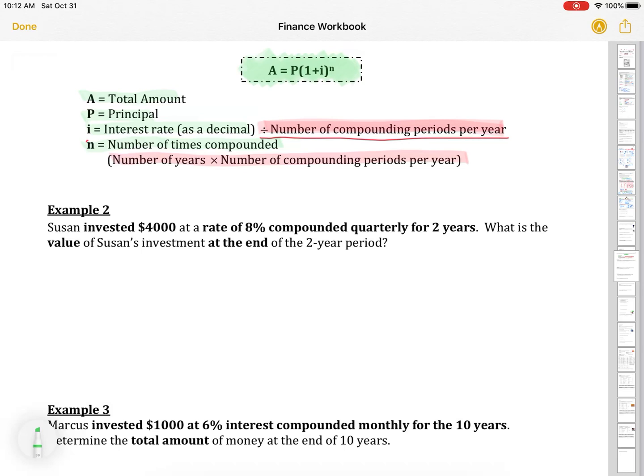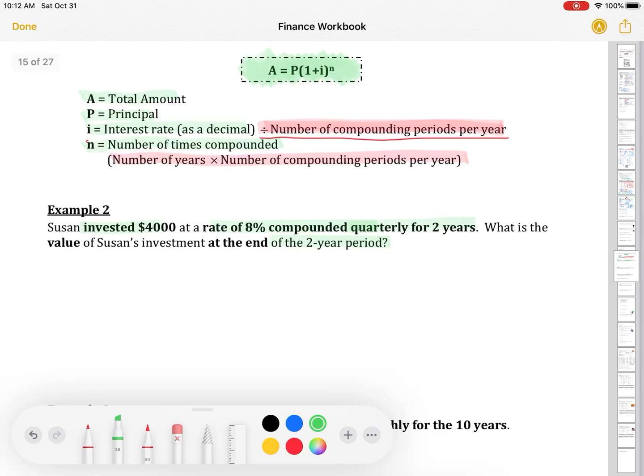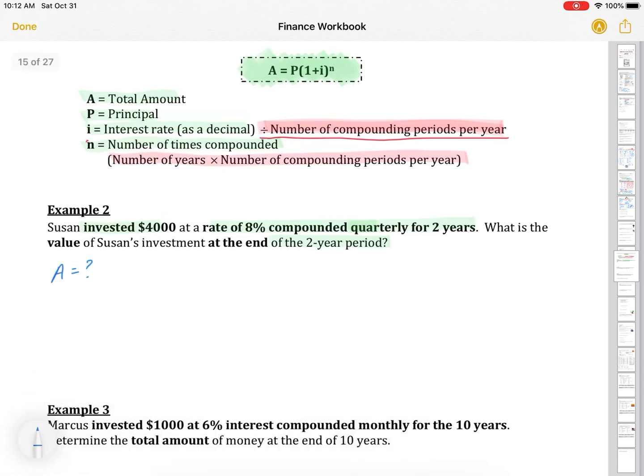Susan invested $4,000 at a rate of 8% compounded quarterly. What is the value at the end of the 2-year period? So let's, as I like to do, make a list of what we know. We're looking for the amount, right? The principal is $4,000. The interest, well, okay, it's 8%, but it's compounded quarterly for 2 years.